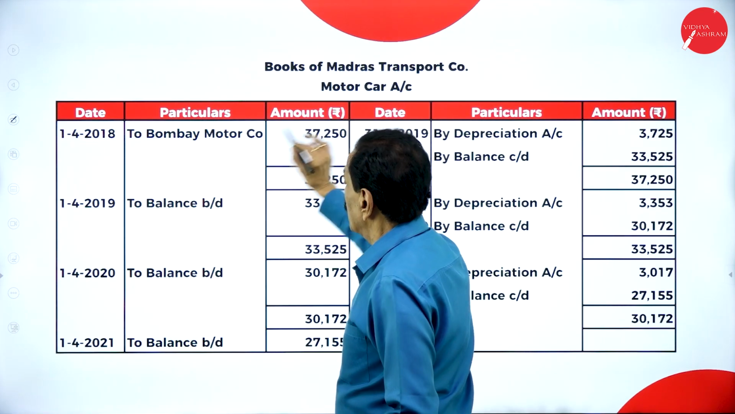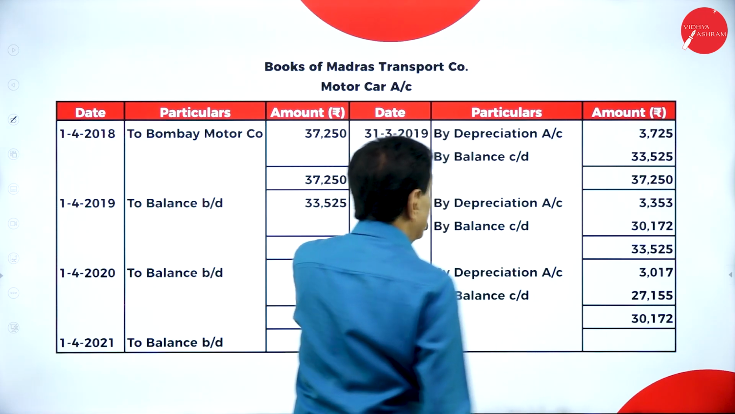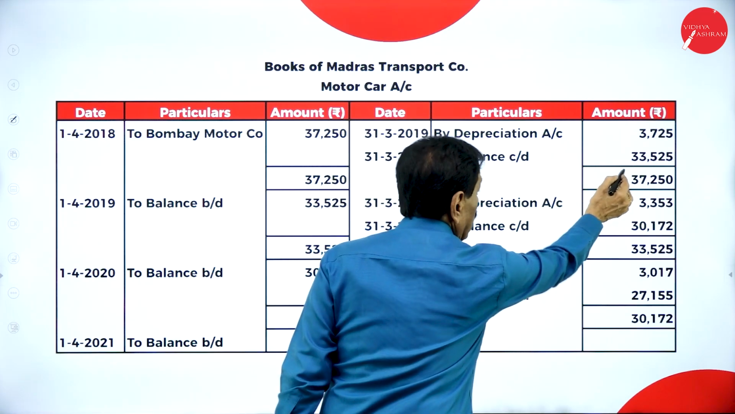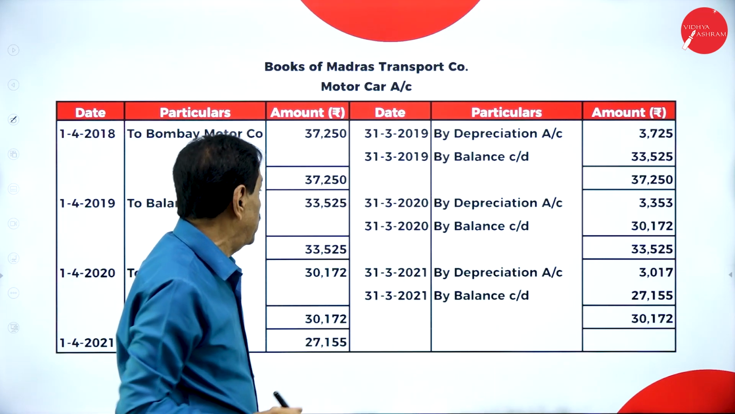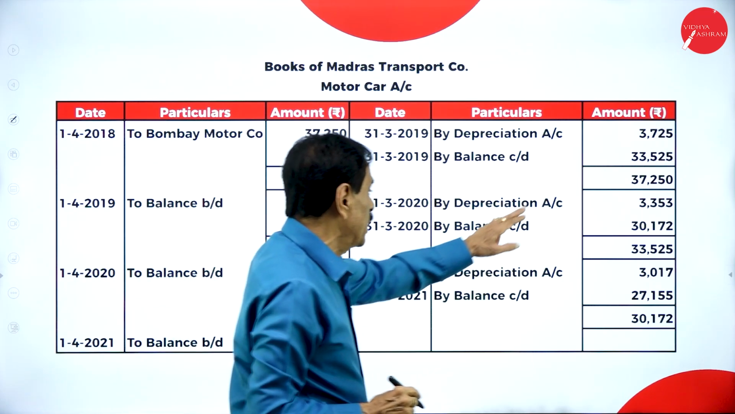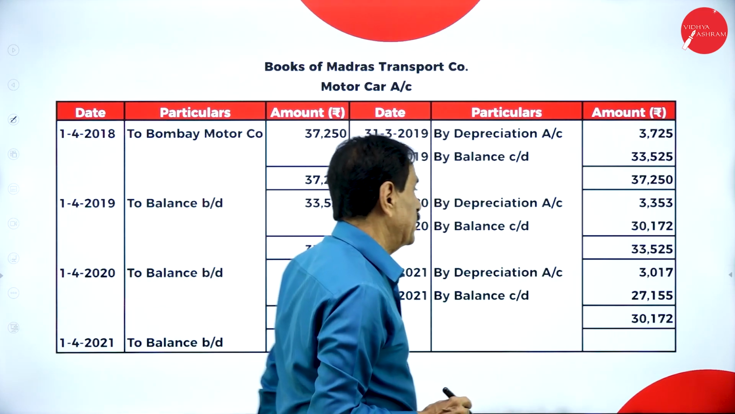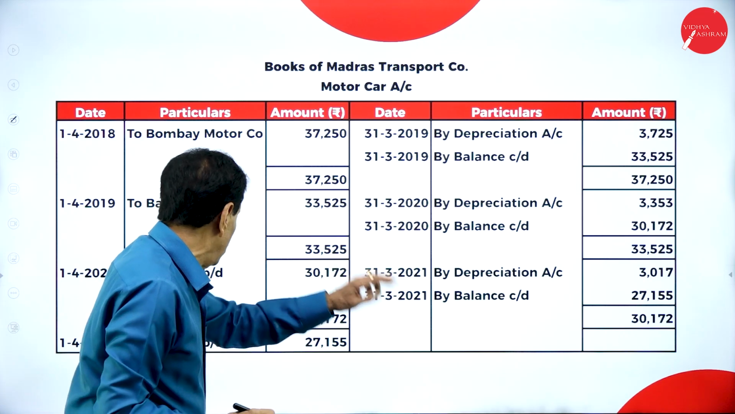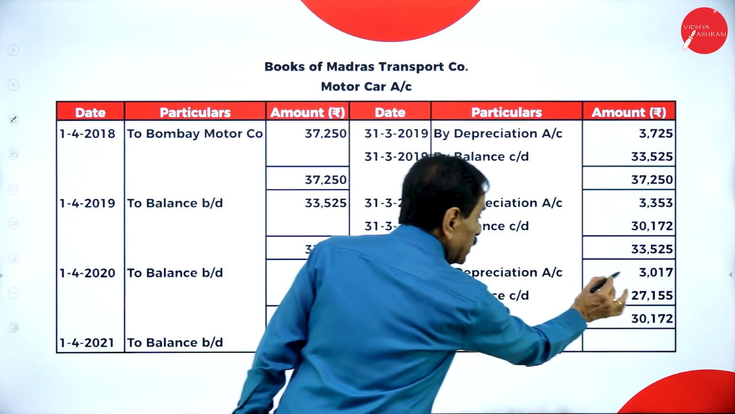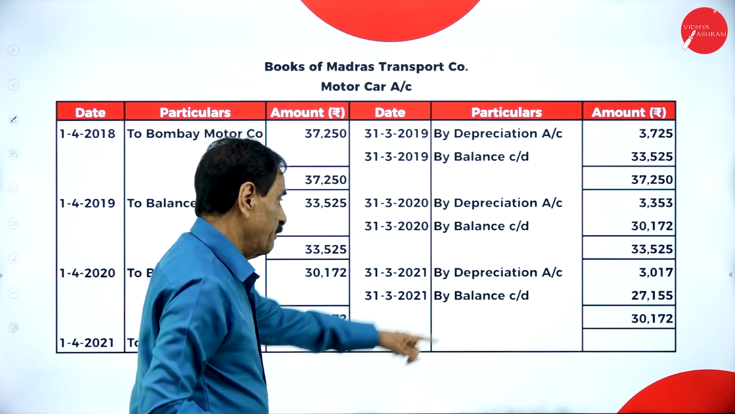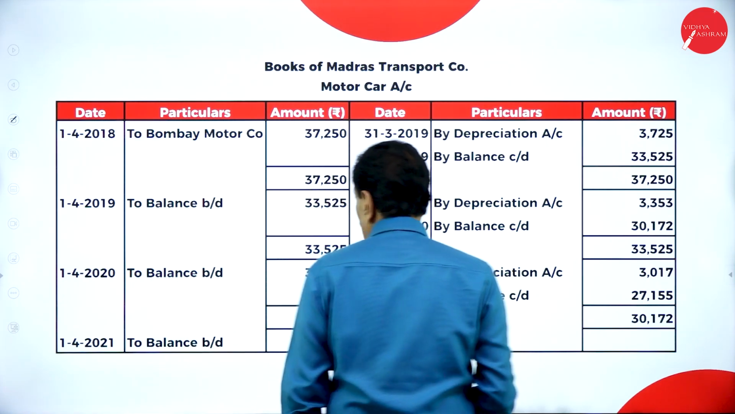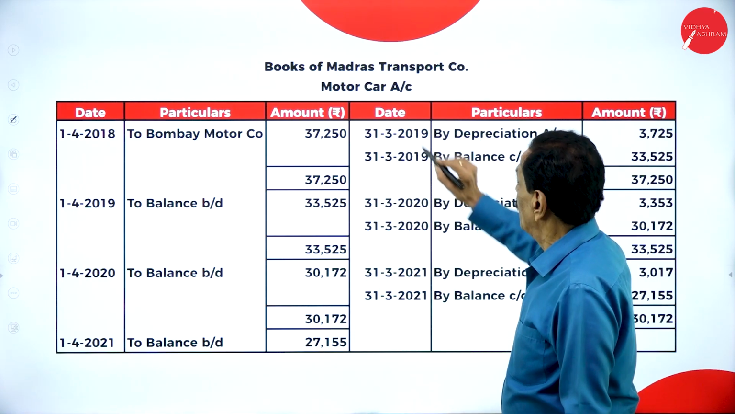We purchased the motor car from Bombay Motor. By depreciation 10% on this 3,725. The balance carried down is 33,525. Brought down 33,525. 10% on this is 3,353. The difference is 30,172. Brought down 30,172. By depreciation 3,017. Difference is 27,155. Brought down 27,155. How is it?